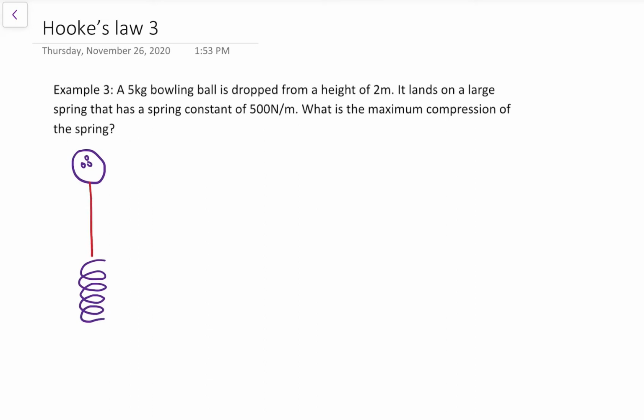The bowling ball is going to fall the 2 meters till it hits the spring, and then it squishes the spring some distance. I'm going to call that S again. So after the fact, the spring would be more squished up.